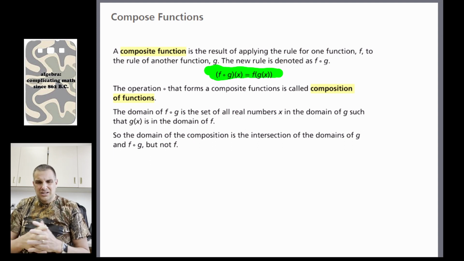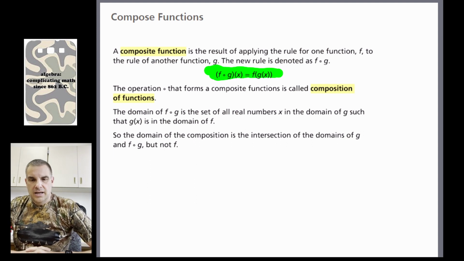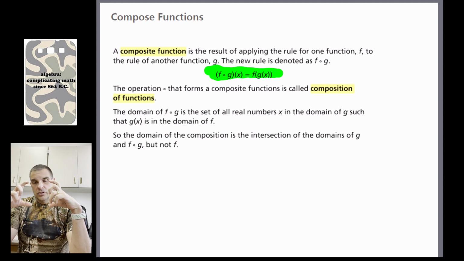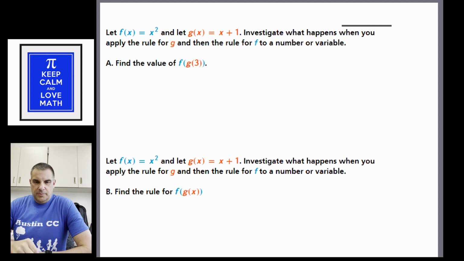Now, the domain of f of g of x is the set of all real numbers in the domain of g such that g of x is in the domain of f, and the domain of the composite function is the intersection. We're not going to worry about that piece too much. Just keep in mind that f of g of x means we apply the rules from the inside out. So let's look at a couple of examples.